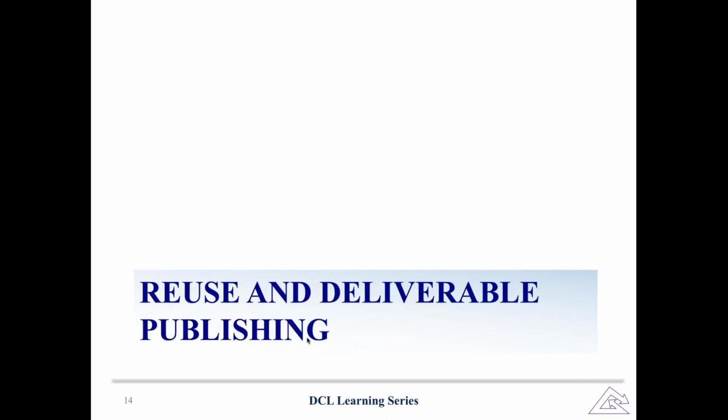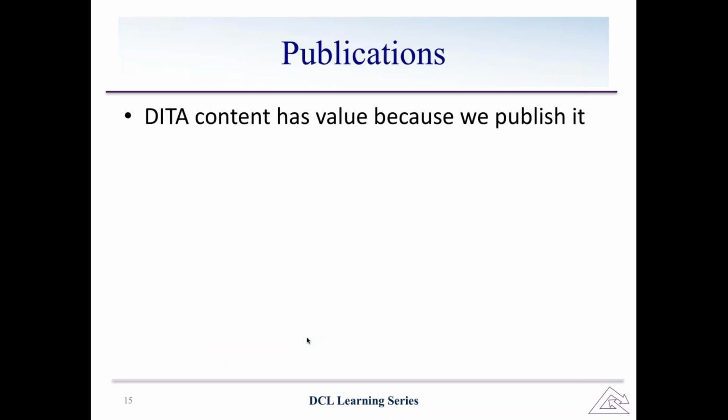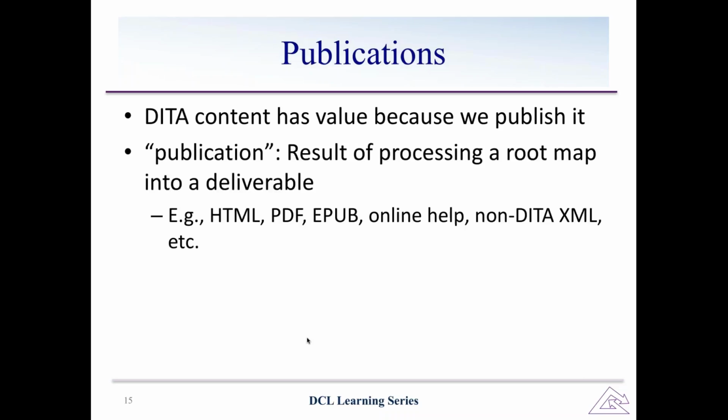So what does this mean for reuse and deliverable publishing, right? We talk about publications, and DITA in particular is an XML application for creating content that is primarily to be consumed by humans who are reading it, as opposed to content that's being consumed by computer programs that use it as data for some other data processing application. Right? We're writing stuff that people are going to read, and it has value because we publish it. If we don't publish it, nobody can read it.